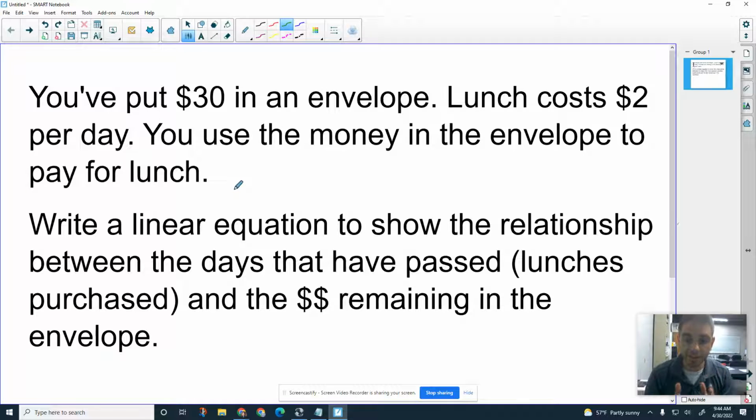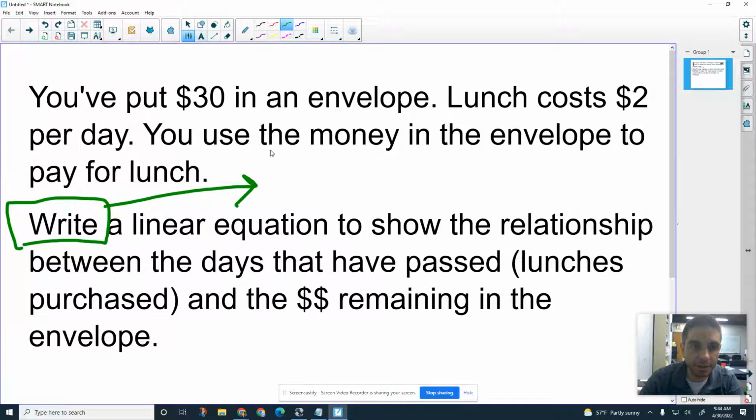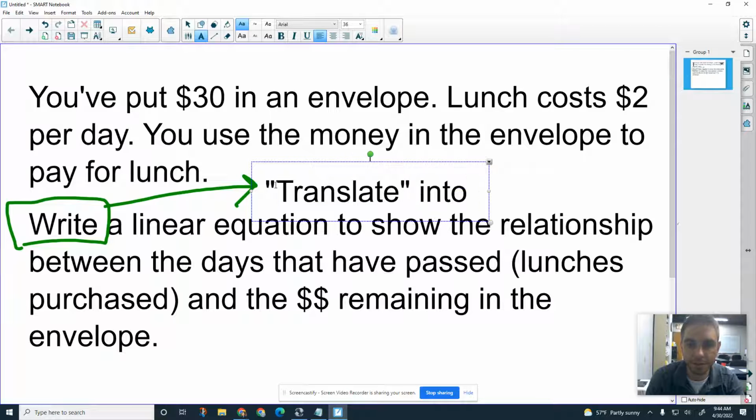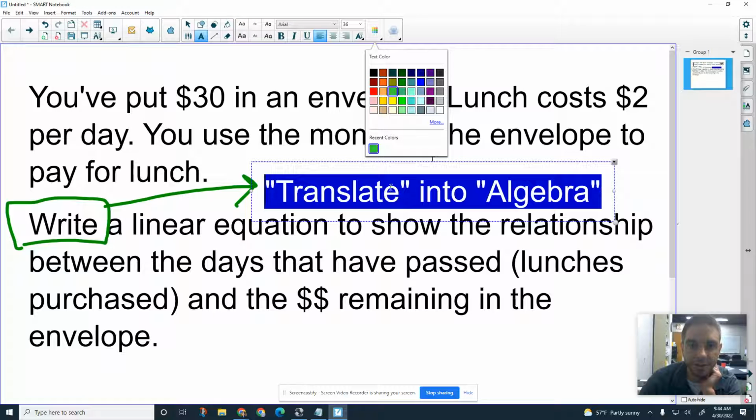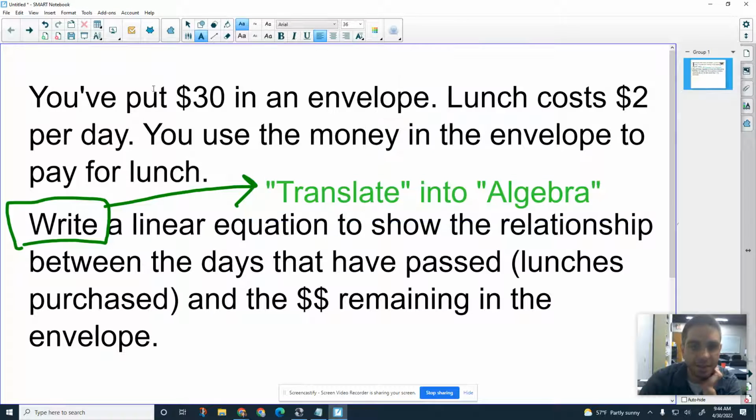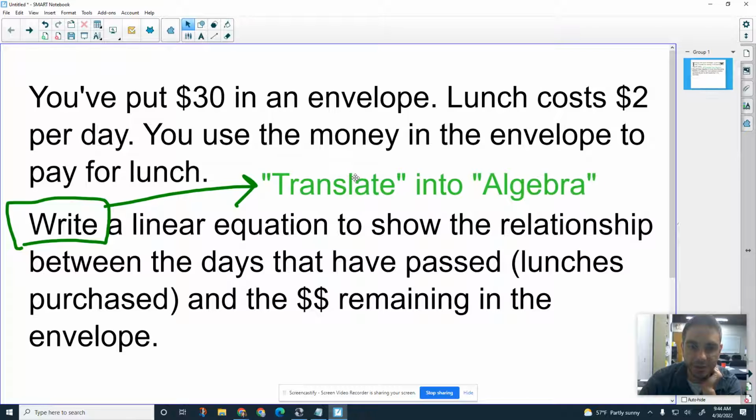But that's not the question that's being asked here. What they want us to do is translate into algebra. That's what they want us to do. They want us to take this scenario that I have written out in English and translate it into the algebra language. Write a linear equation, blah, blah, blah. They want us to translate this scenario into algebra language.